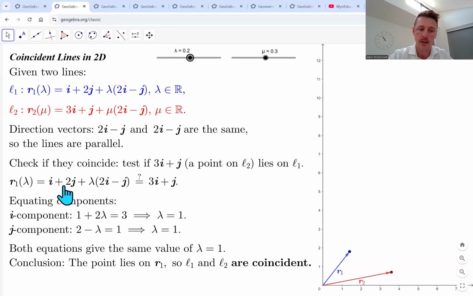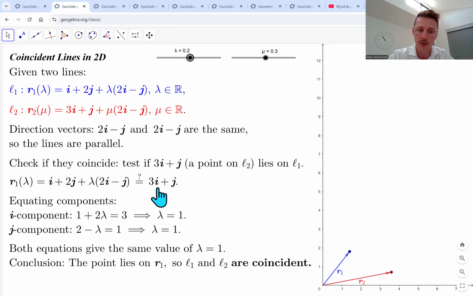We're saying, all right, is there some value of lambda such that the x component and the y component, aka the coefficients of i and j, are equal to one another? So what we do is we equate the components. We say the i component is 1 plus 2 lambda. Looking at this, if we expand the lambda in, we get 2 lambda i plus i. Take the i out as a factor. The coefficient of i is 1 plus 2 lambda.